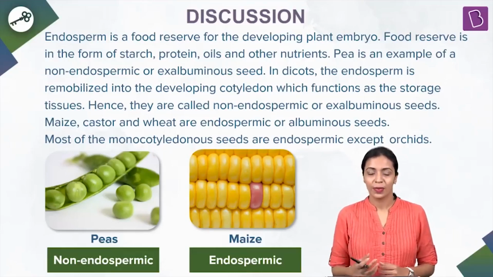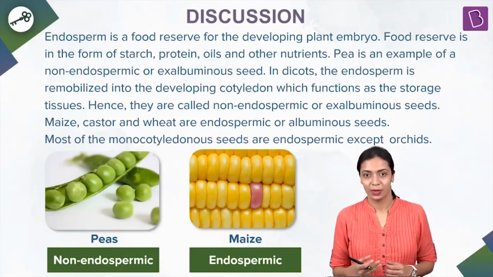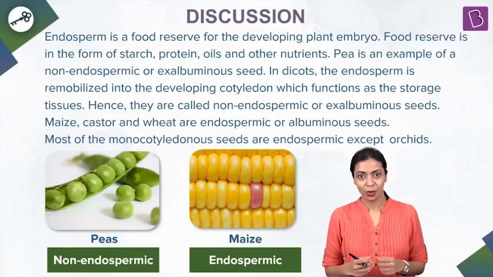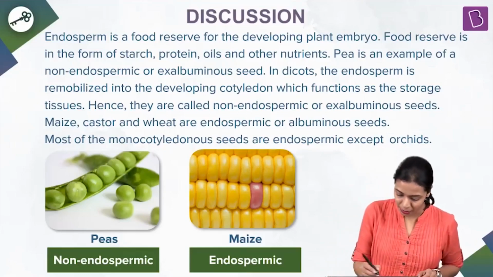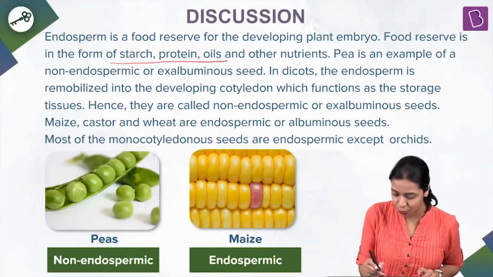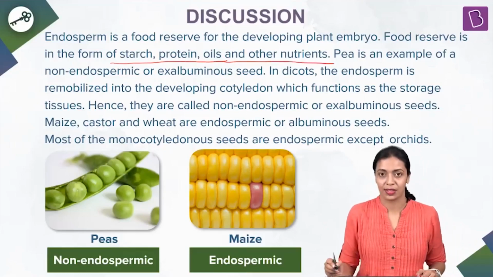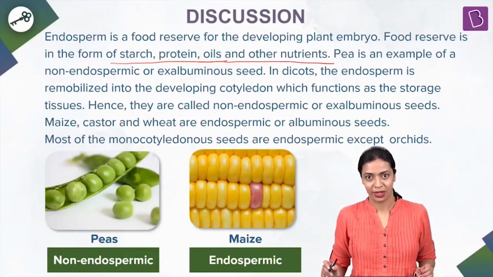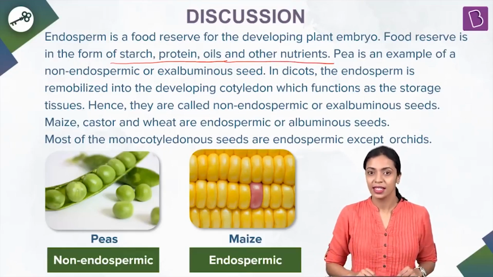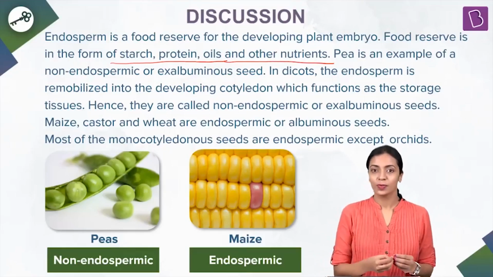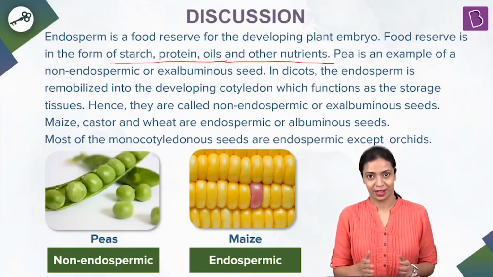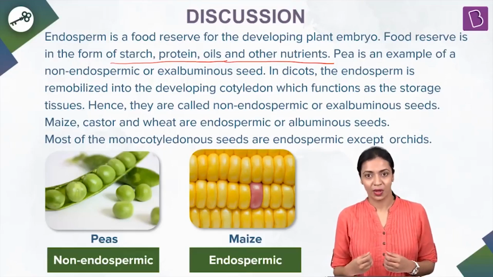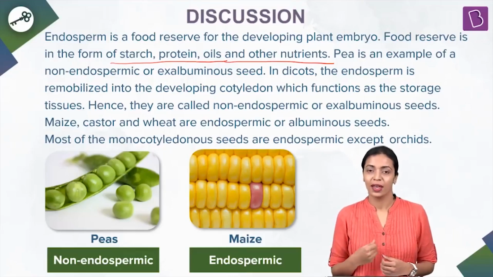So, what is this endosperm? Endosperm is a tissue that is formed after double fertilization. It is present inside the seed and it nourishes the developing embryo, which is also inside the seed. Now, this endosperm can be present in the form of starch, protein, oils and other nutrients. Usually, dicots do not contain endosperm at maturity. What happens here is the young seeds will have endosperm, but the endosperm gets remobilized into the cotyledons during their development, and the cotyledons will start supporting the growth of the embryo. As a result, at maturity, dicots will show the absence of endosperm.